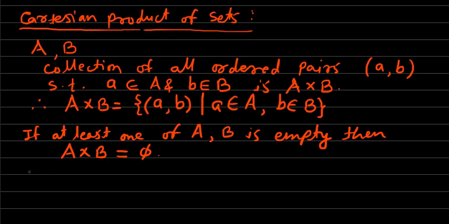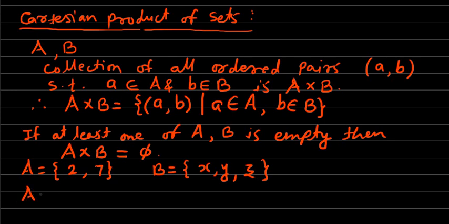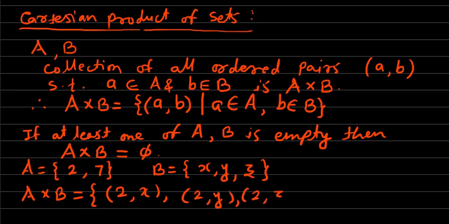Now, next we will see an example of this Cartesian product. If A is the set that has the members 2 and 7, and B is a set that consists of the three members x, y and z, then the Cartesian product A cross B will be the set consisting of the ordered pairs (2, x), (2, y), (2, z), then (7, x), (7, y), (7, z).